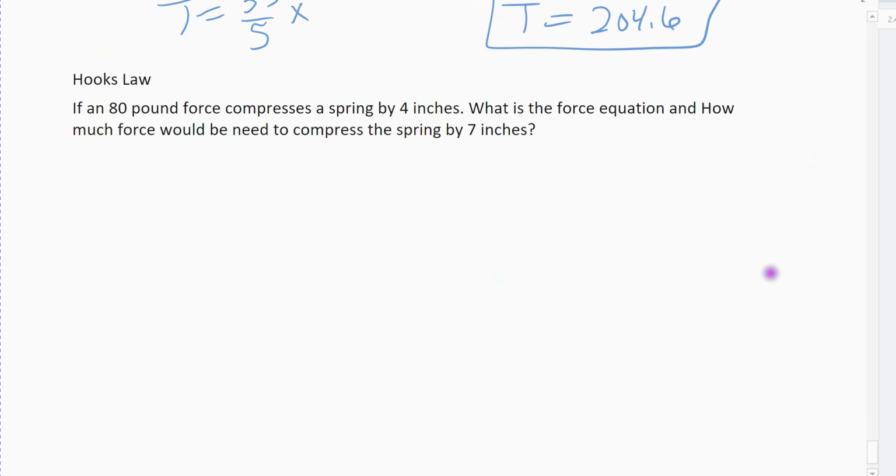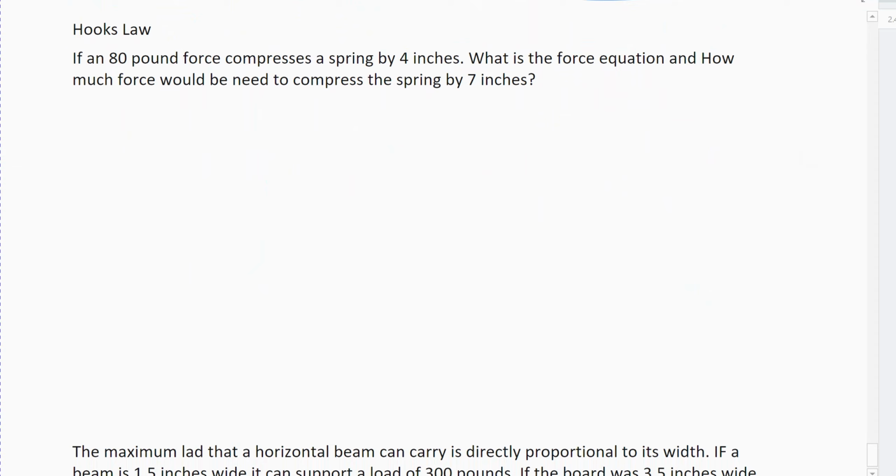Now we're going to do another spring example, Hooke's law again. All right, suppose an 80-pound force is used, so this time we're putting the force on top of the spring. All right, so we're compressing it, but it works the same way. There's still a direct variation whether you're pushing the spring down, compressing it, or stretching the spring out. It works exactly the same.